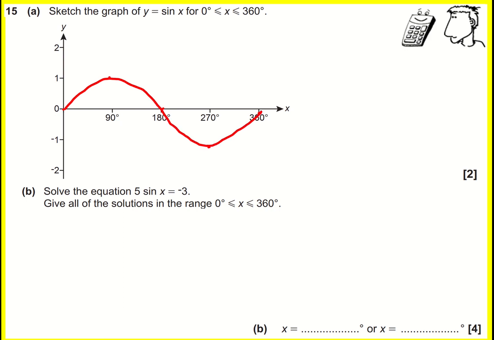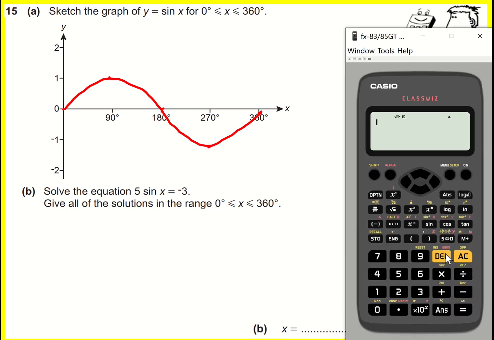I was quite impressed with that. That's pretty good. If you forgot that, then this is what you'd have to do. You'd find sine of 0 and you'd get 0, and you could then plot that. You could do sine of 180 and you'd get 0 again, and so on. And I suppose you don't want to reveal to the examiner that you're doing this, so try and be a bit discreet.